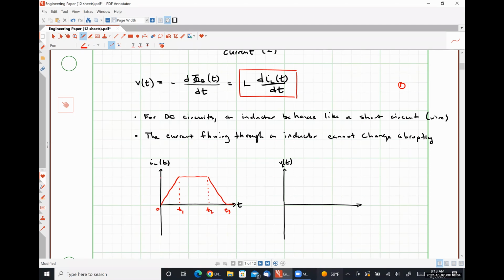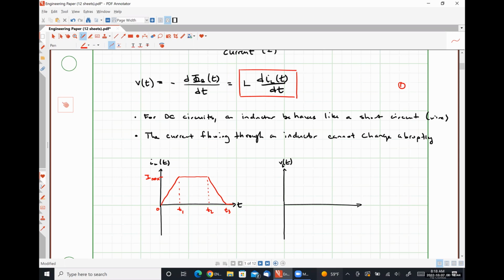All right, and we're going to call this I max. We're not worried too much about numbers here. We're just looking at how this thing is going to behave, okay? So in the region from 0 to t1, the derivative of the current is going to be a positive quantity because the current is linearly increasing, right? So there is some finite slope, and that slope is positive.